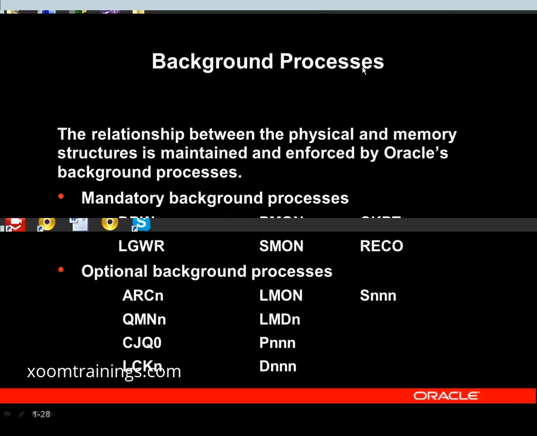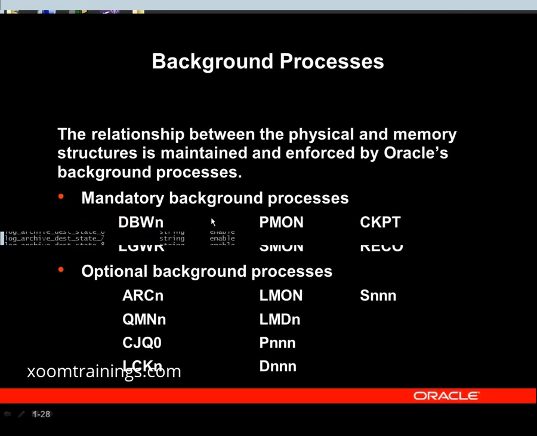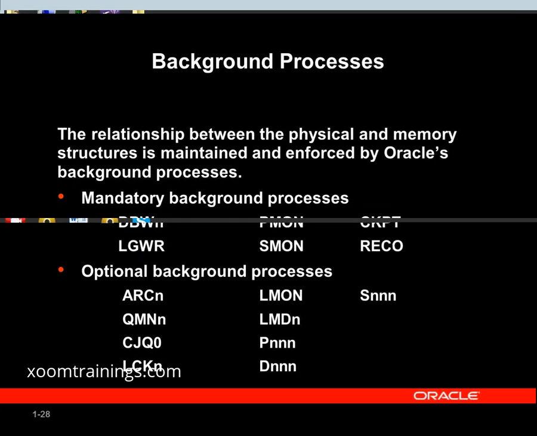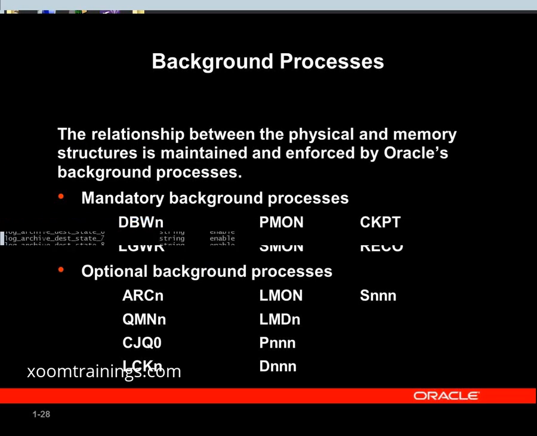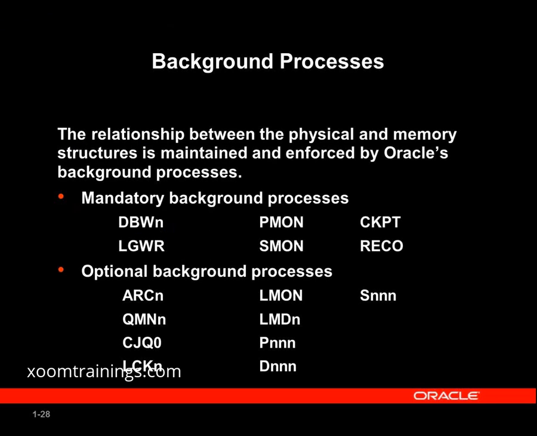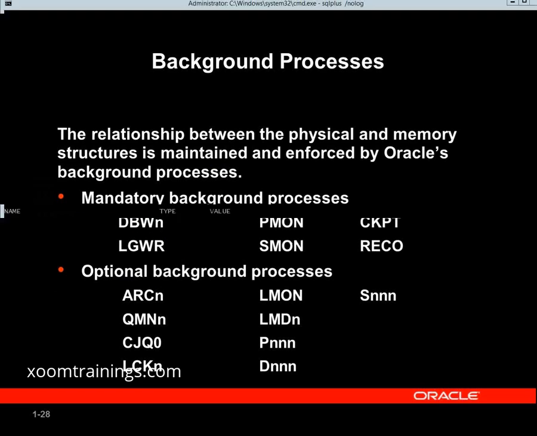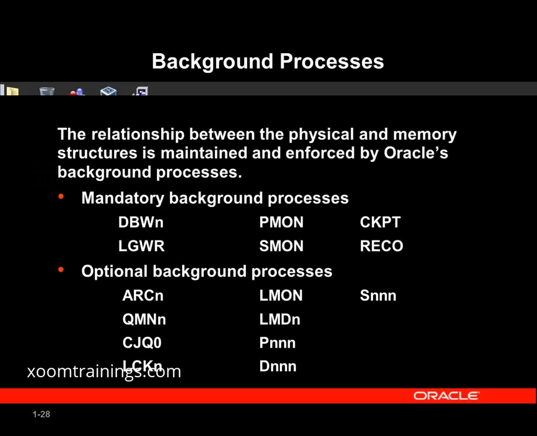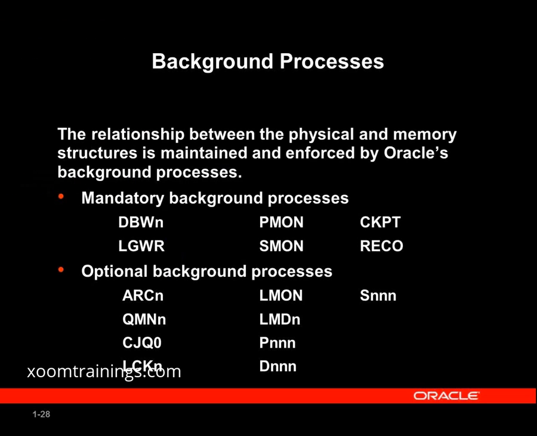Now, background processes. A database has background processes. Some of them are mandatory. Background processes maintain the relationship between the logical memory part and the physical database. There are mandatory background processes like database writer, process monitor, checkpoint, log writer, system monitor, and recovery, and other optional background processes. But in this session, I'll explain the mandatory background processes.